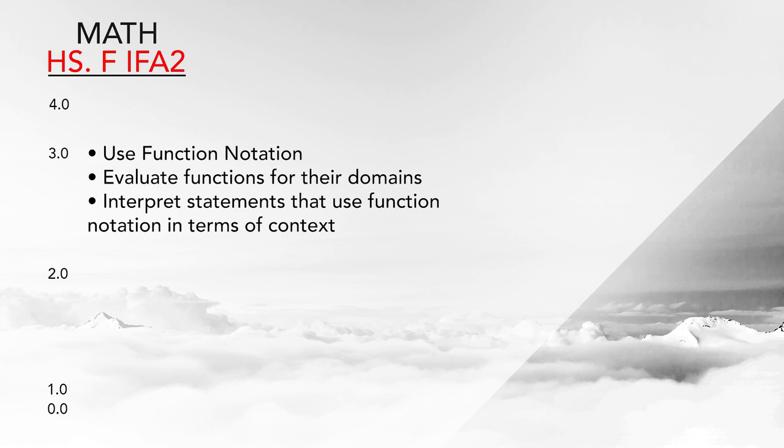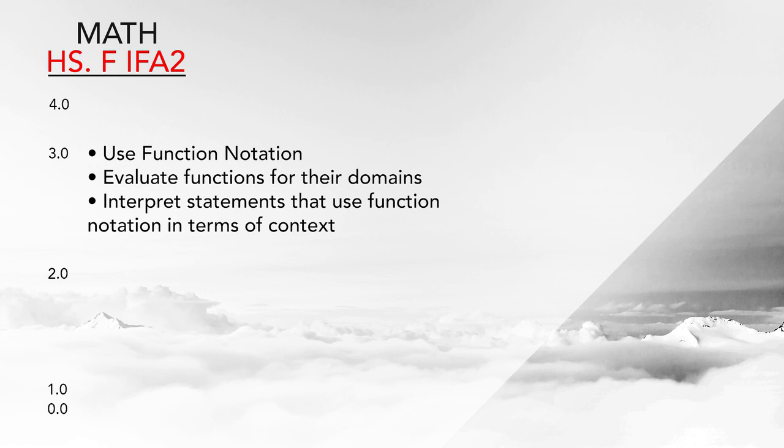Now here is the trickiest part of actually making a proficiency scale, so pay attention very carefully. I take all three of these items as they are. Use function notation, evaluating functions for inputs, and the ability to interpret statements that use function notation, and I cut and paste them perfectly under 2.0. Now, why do I do that? Isn't 2.0 supposed to be easier? No, that's a rubric.